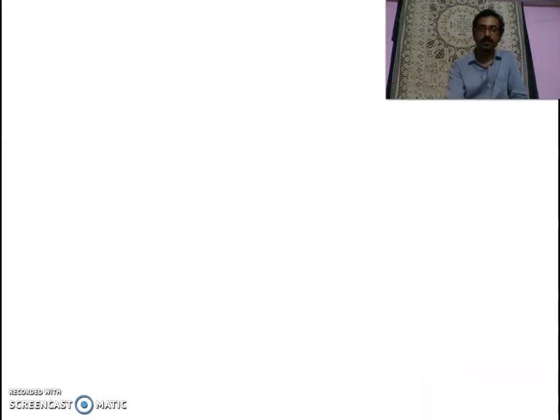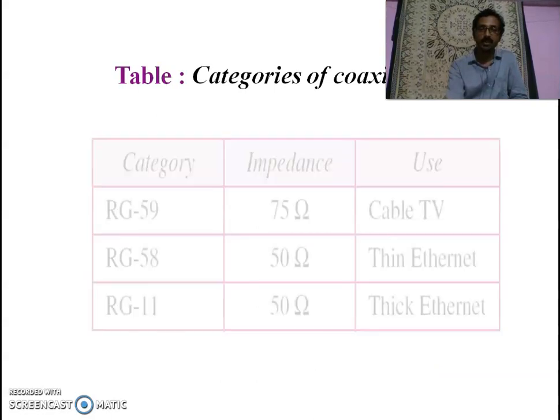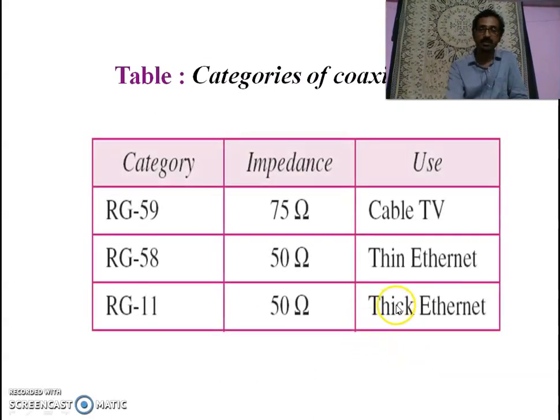Next one. So, categories of the coaxial cables. Mainly three categories of coaxial cables. RG59, where RG stands for radio government, 59. Impedance is 75 ohms. It is used in cable TVs.